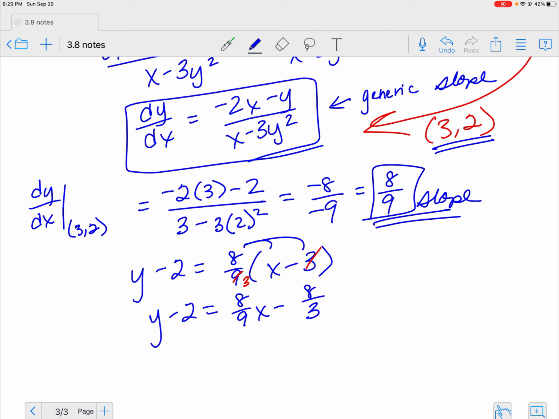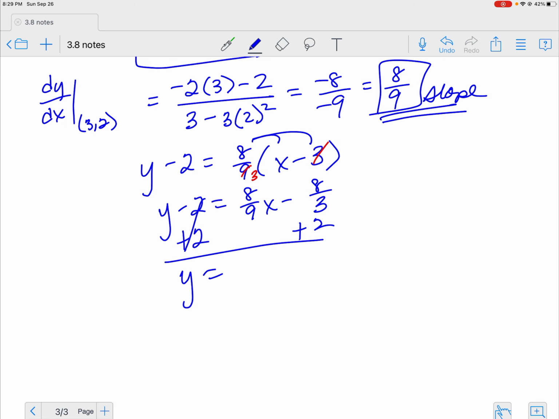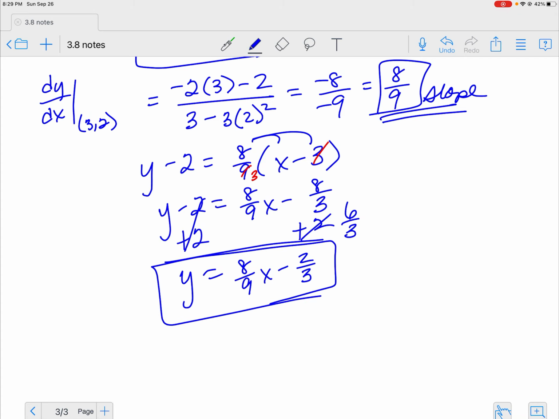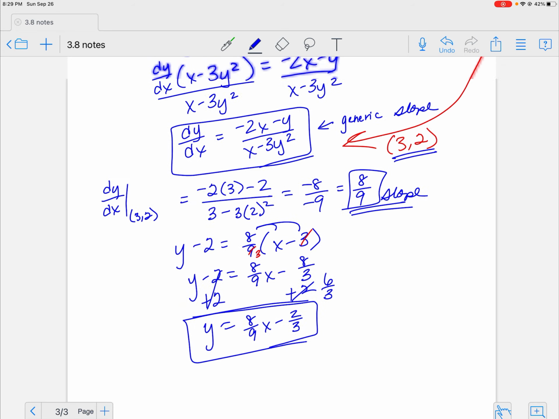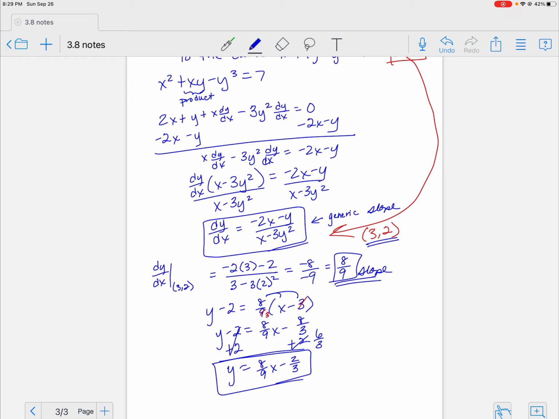We want to make our life easy, so add 2. When you add 2, you need to get that common denominator. So it's a common denominator of 3, which gives me 6/3. So y equals 8/9 x minus 2/3. And that's the equation of the line, my tangent line of that curve at the point (3, 2).